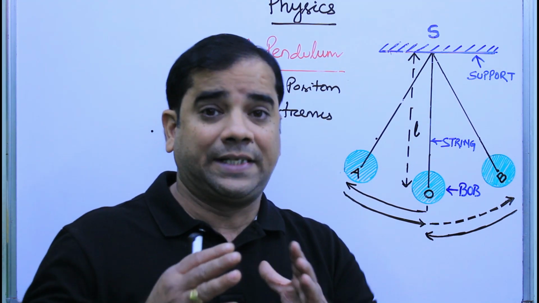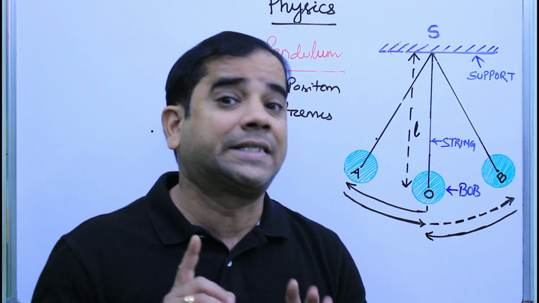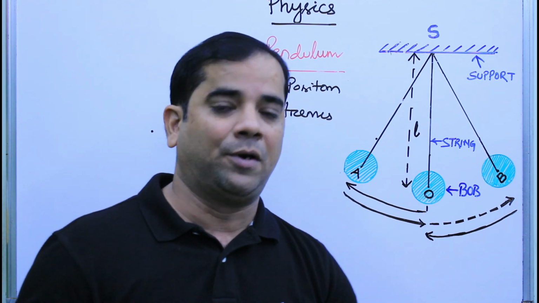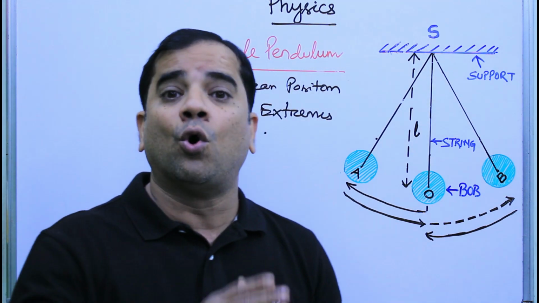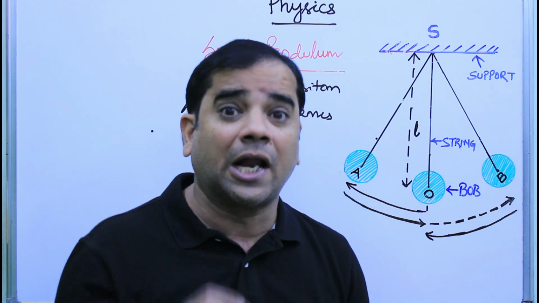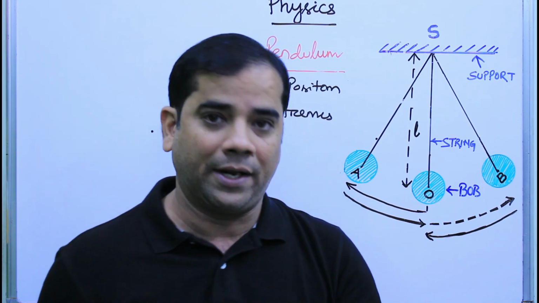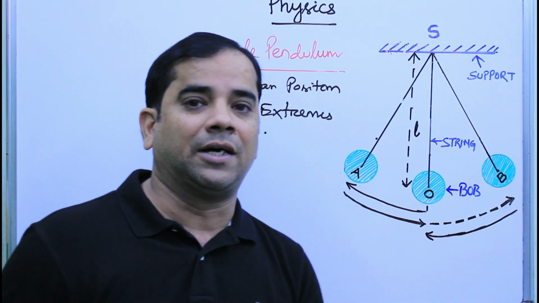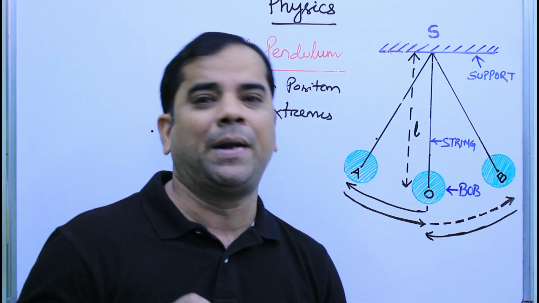The pendulum that we see in a pendulum clock is not a simple pendulum but a compound pendulum, which has the property to oscillate about a horizontal axis that passes through its body. So now we are going to discuss the terms related to the simple pendulum.